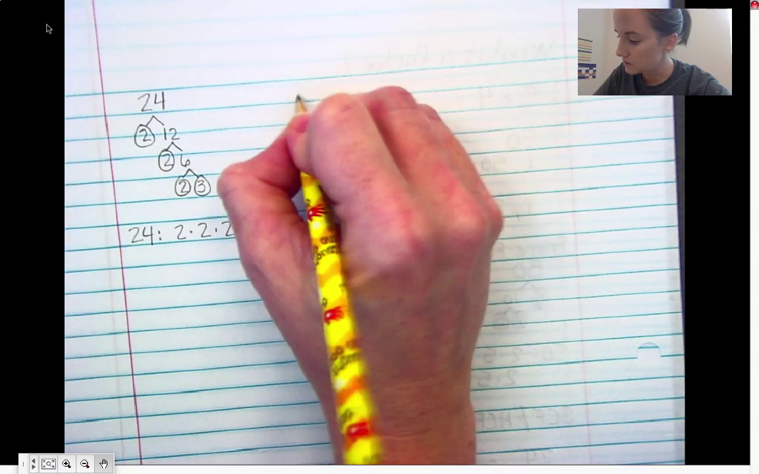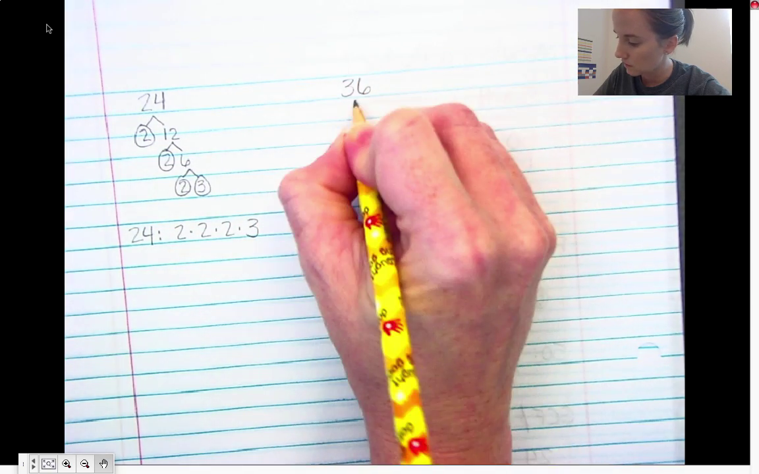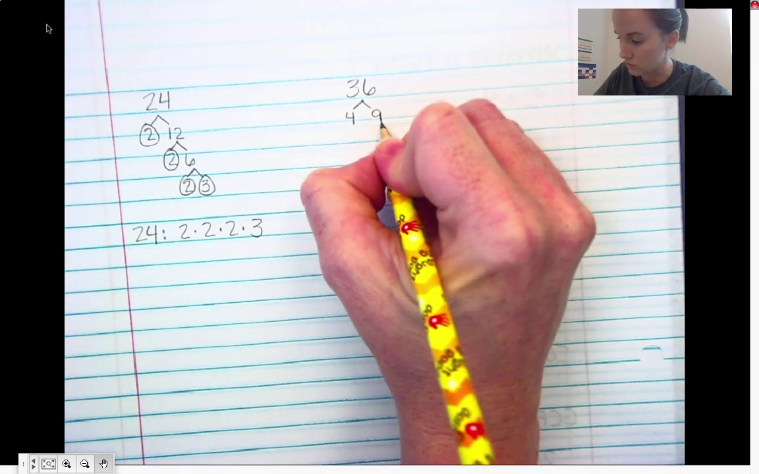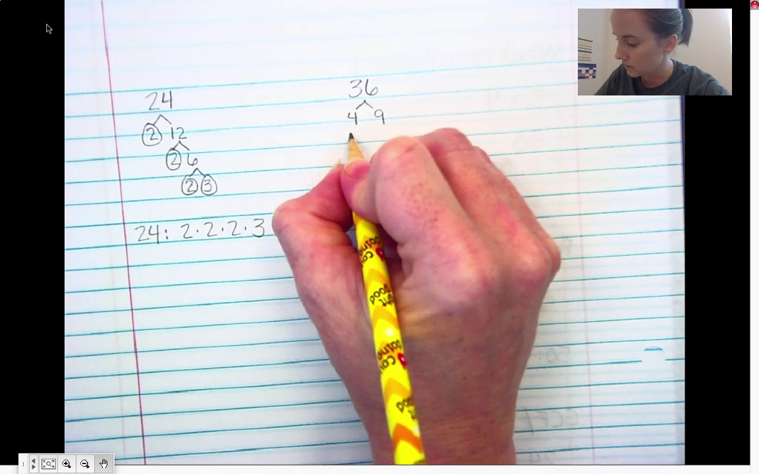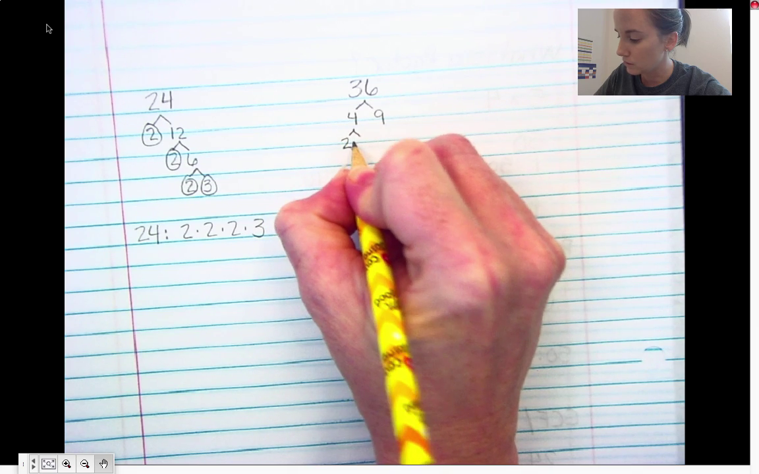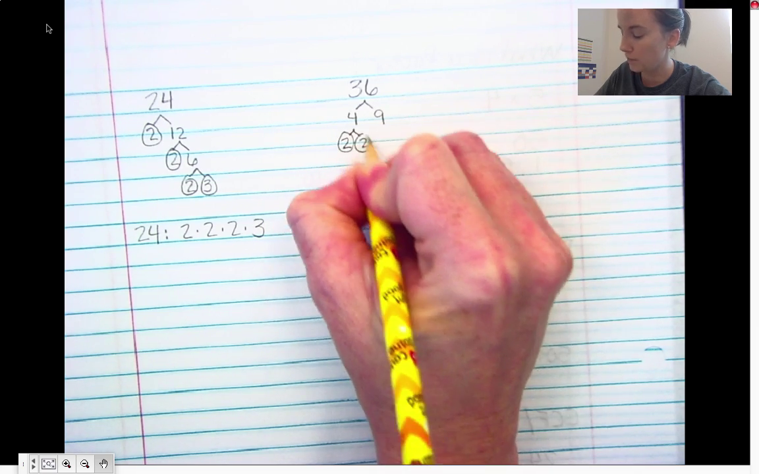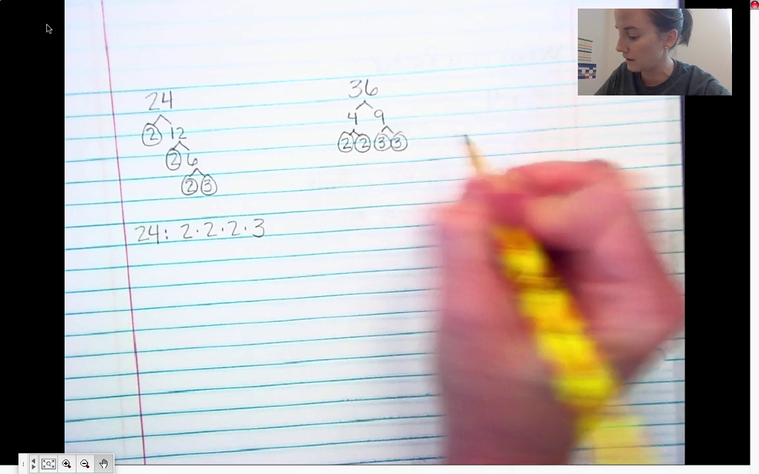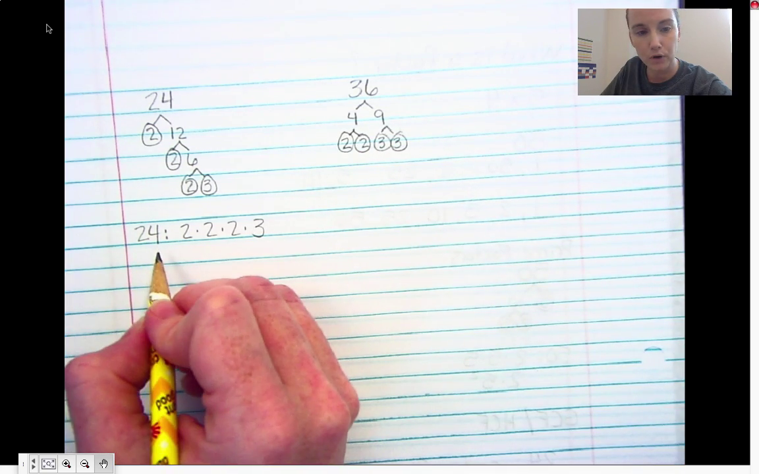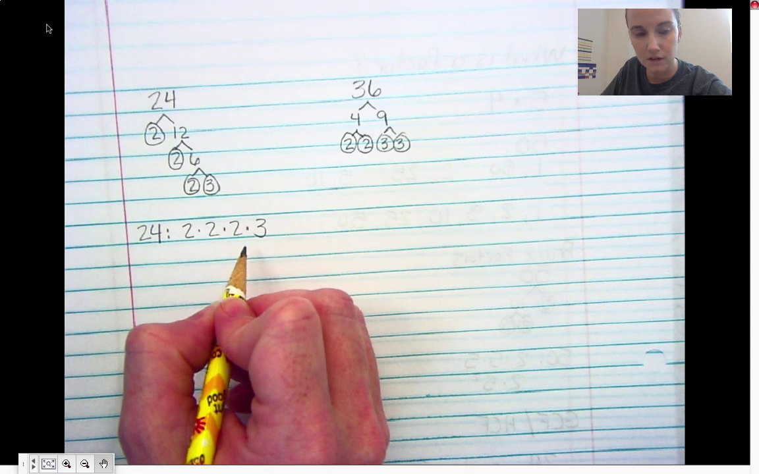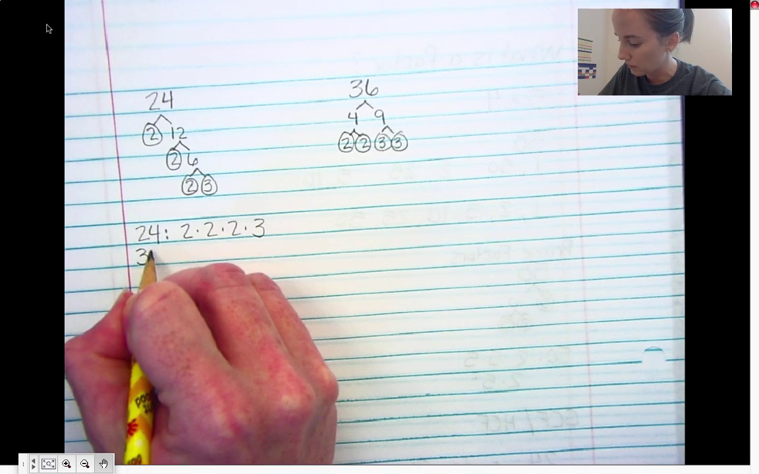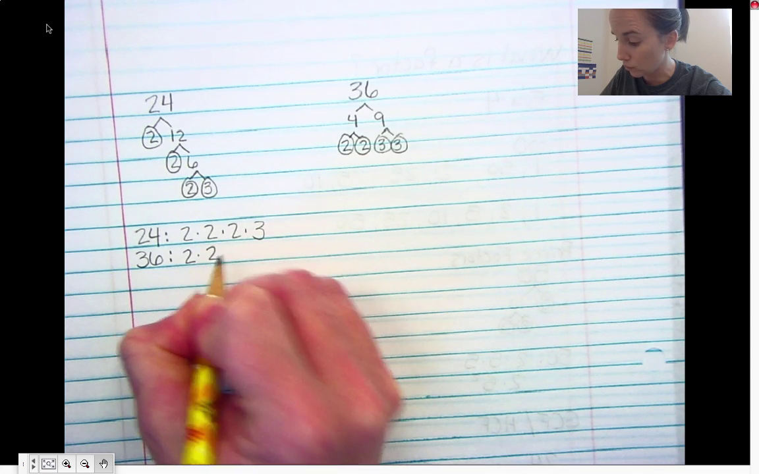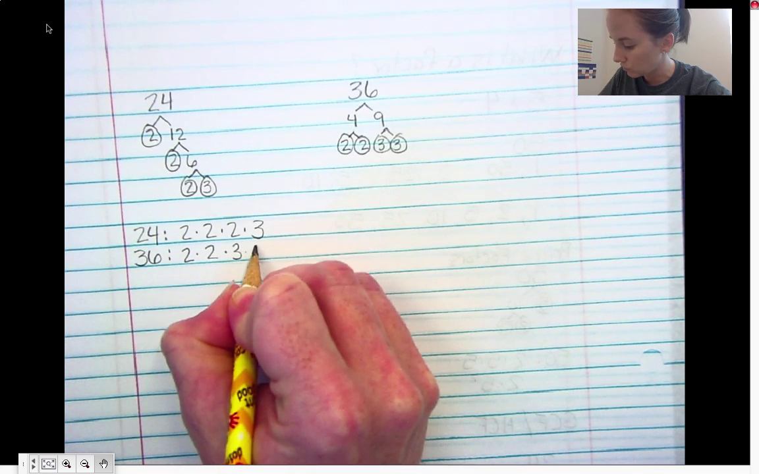And for 36, 4 times 9, you again may choose something different as long as it equals 36. 2 times 2, both prime here. And then here is 3 times 3 to generate 9. So I'm going to write it up underneath over here when I list out the prime factors so that I can compare. For 36, we have 2 times 2, in order again, 3 times 3.